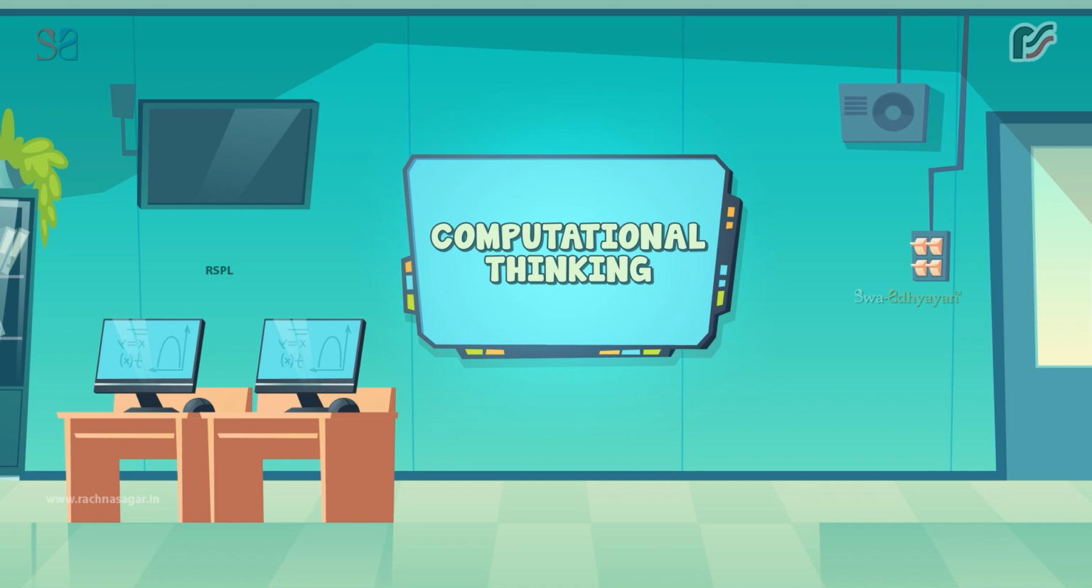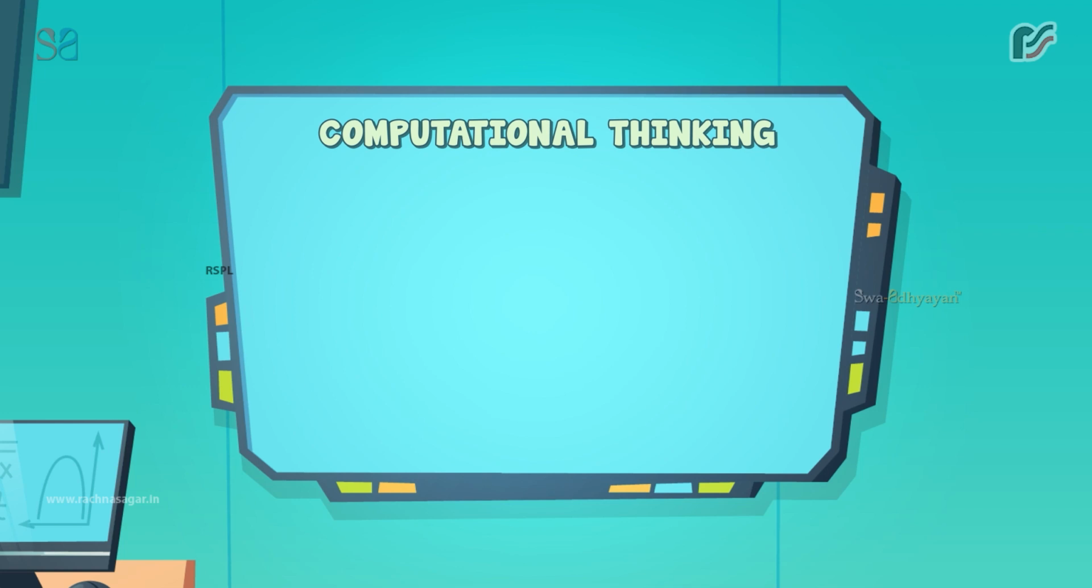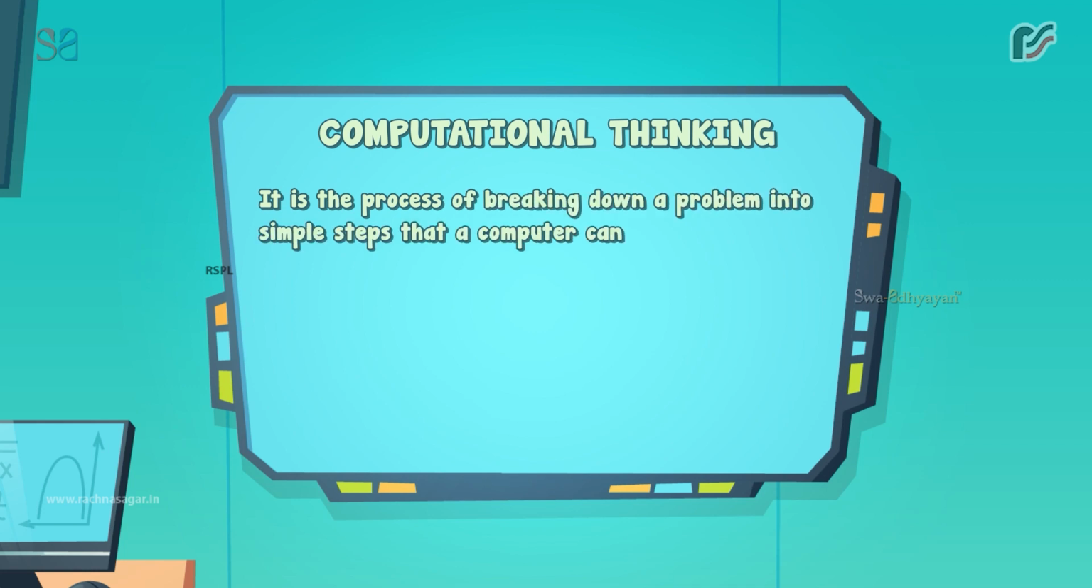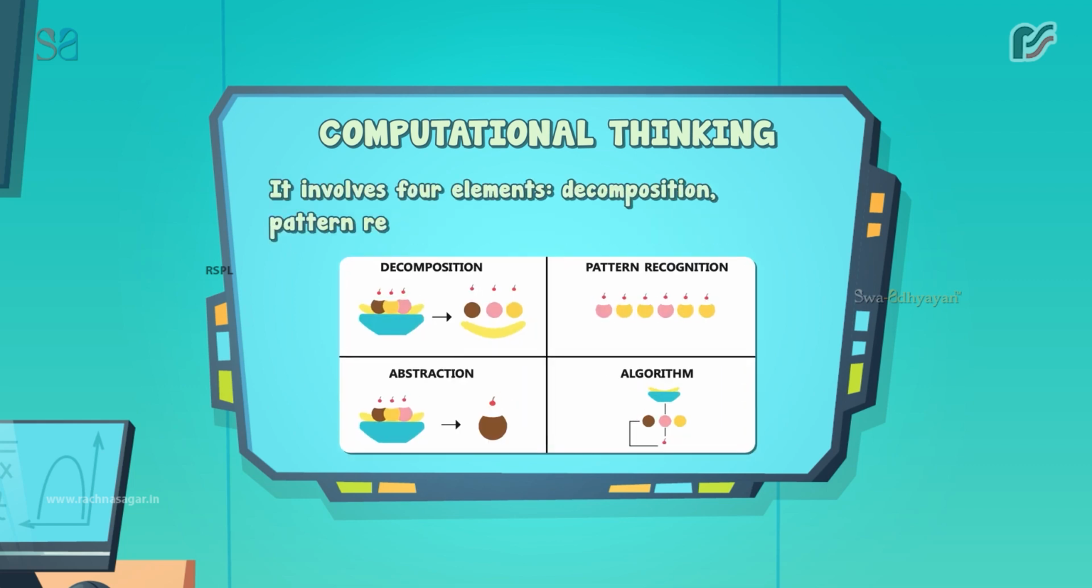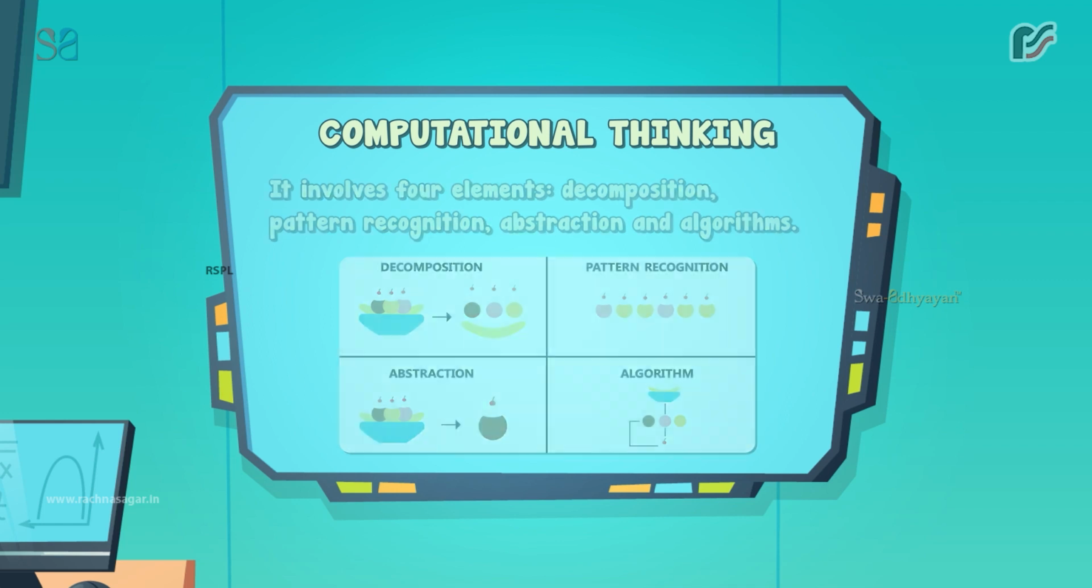Computational thinking is the first step that comes before starting programming. It is the process of breaking down a problem into simple steps that a computer can understand. It involves four elements: decomposition, pattern recognition, abstraction, and algorithms.